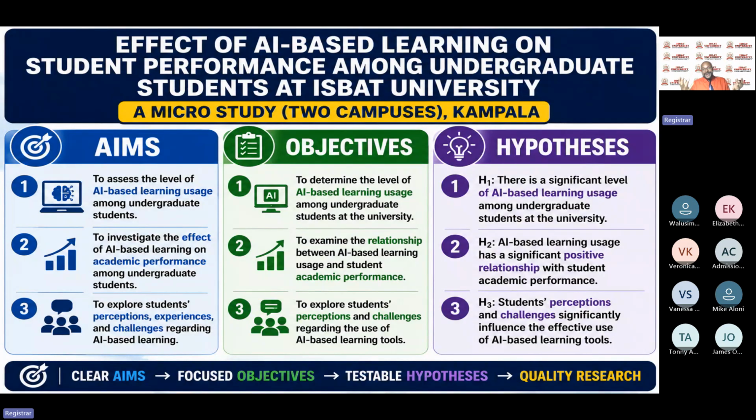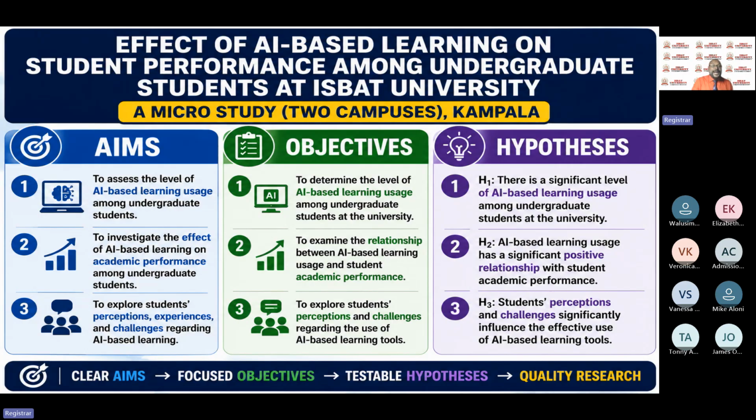You can write them on the wall, or rather don't write on the wall. You should have printed sheets with you, or images on your mobile phone or digital devices, for quick reference. When I say this, you should be able to recall the aims, objectives, and hypotheses of your micro research. So here, I have three aims. The first is to assess the level of AI-based learning usage among my undergraduate students. This includes my higher education certificates, my diploma, and all my other undergraduate programs.